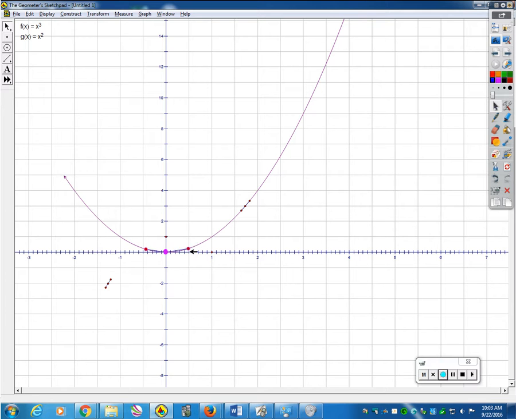I don't know why it won't let me move one and not the other. That's really not what I wanted. It's pretty exciting.